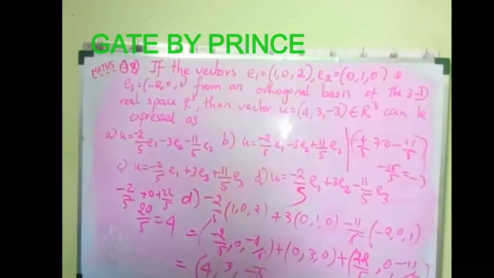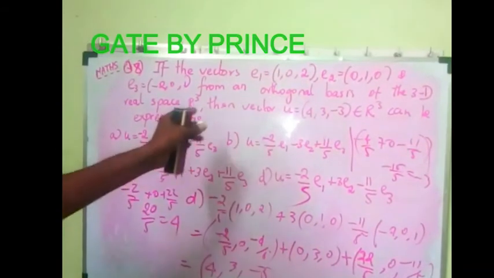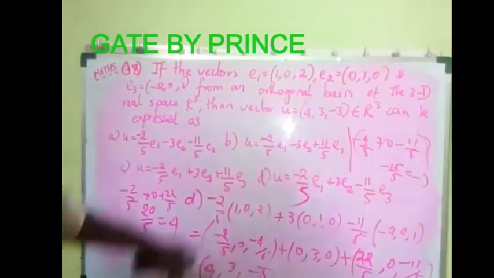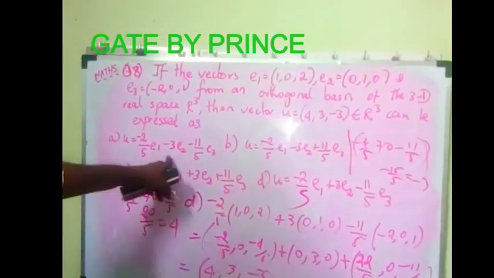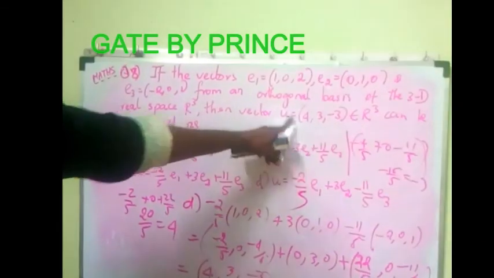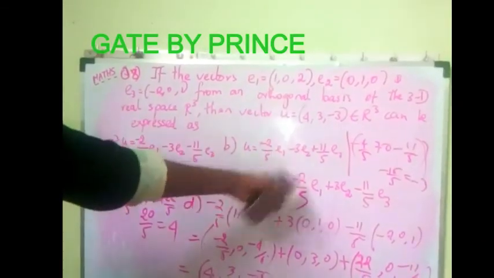If you want to waste some time, you can solve everything. But if you just want to look at it clearly, you get the answer. So according to me, if you apply E1, E2, E3 in option D, you will be getting the right answer.